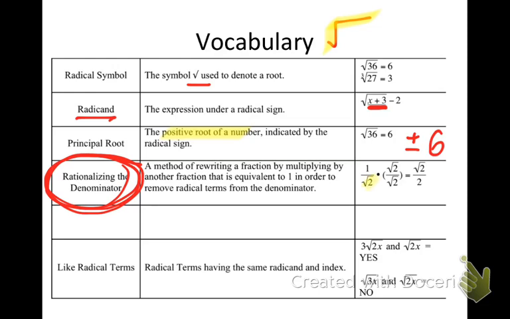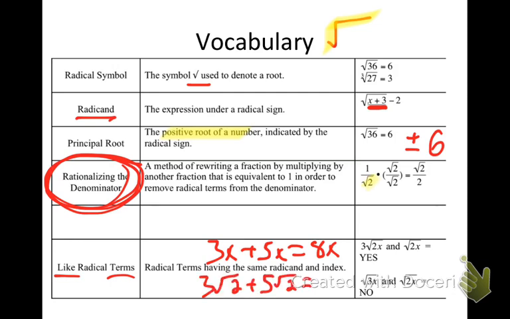Like radical terms is just like combining like terms. If I were to say 3x plus 5x, what would that be? 8x. So if I give you 3 square root of 2 plus 5 square root of 2, what's that going to be, would you suppose? 8 square root of 2. It's the same thing. It's just like combining like terms.